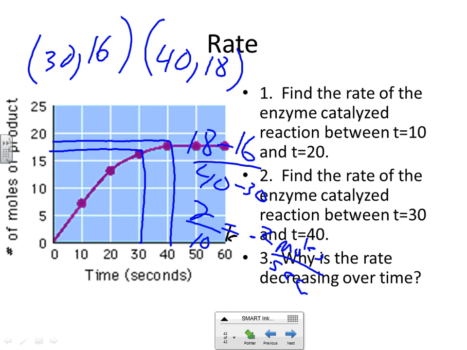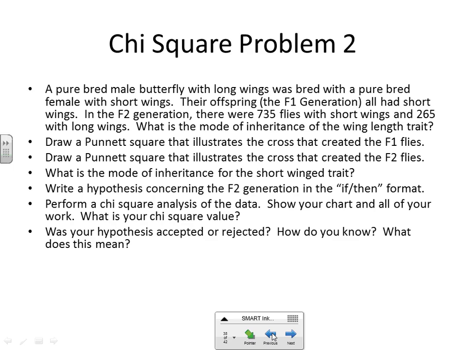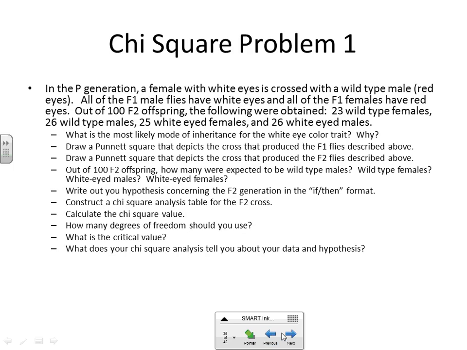Good with that? All right, let's back up and work one of these chi-square or Hardy-Weinberg problems. Y'all rather work chi-square or Hardy-Weinberg? Chi-square. All right, let's try this one.